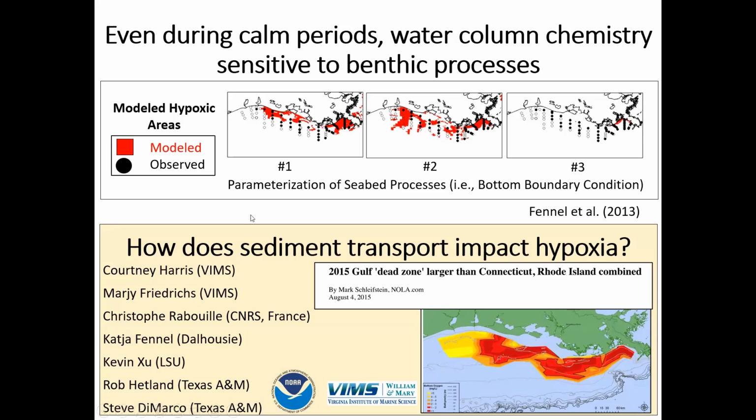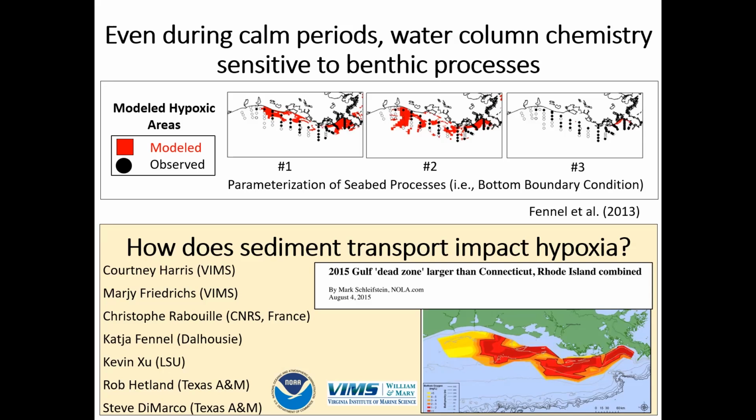I started this work as a PhD student with Courtney Harris and Margie Friedrichs at the Virginia Institute of Marine Science. This project was originally funded by NOAA. They wanted to better understand how different physical processes were impacting the Gulf dead zone, that big area of low oxygenated water on the Louisiana coast. That project was in collaboration with Katja, as well as Kevin Hsu, Rob Hetland, and Steve DeMarco. And then we pulled in Christophe Rabouillet. I'll talk about that in a second.